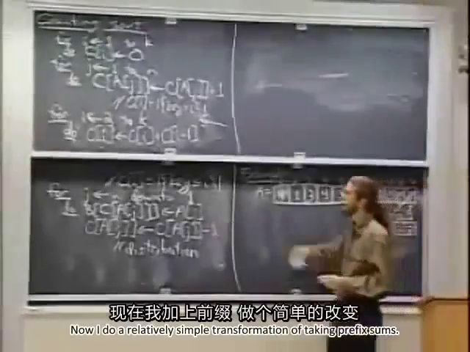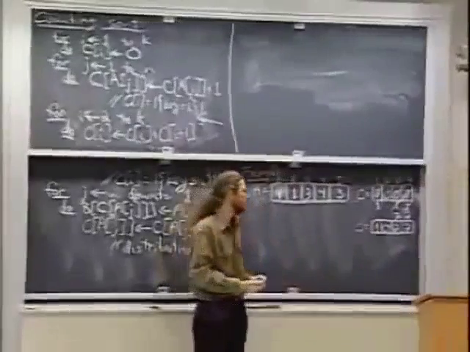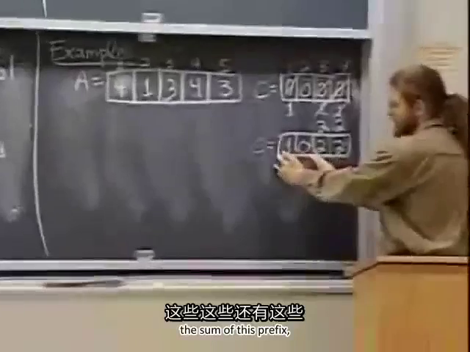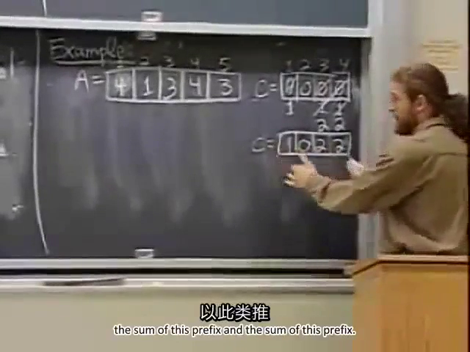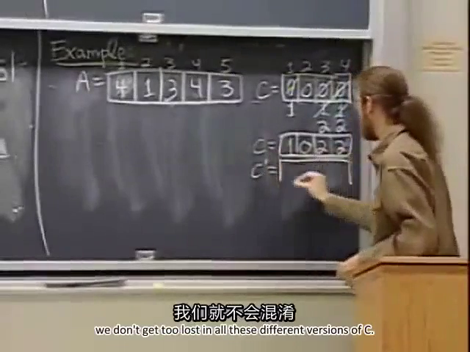Okay, now I do a relatively simple transformation of taking prefix sums. So I want to know, instead of these individual values, the sum of this prefix, sum of this prefix, sum of this prefix, and sum of this prefix. I'll call that C prime, just so we don't get too lost in all these different versions of C.